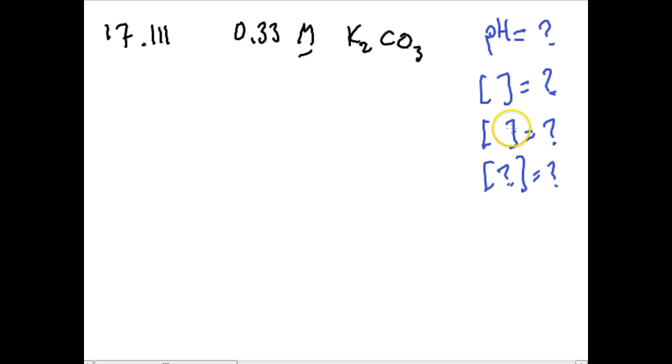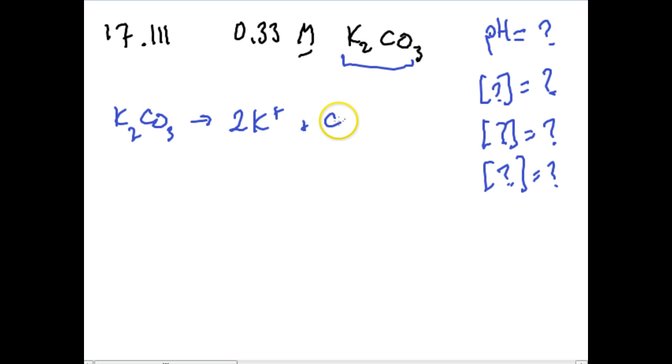There are going to be a whole bunch of ions here, because when you put this in the water, it will dissociate into this. Why? Because anything with potassium on it or sodium on it will dissociate completely.